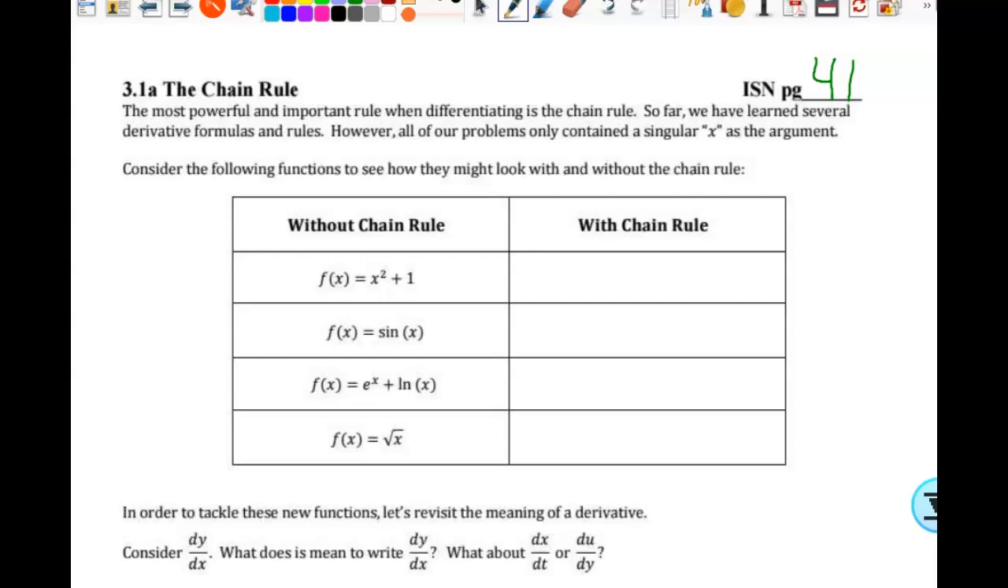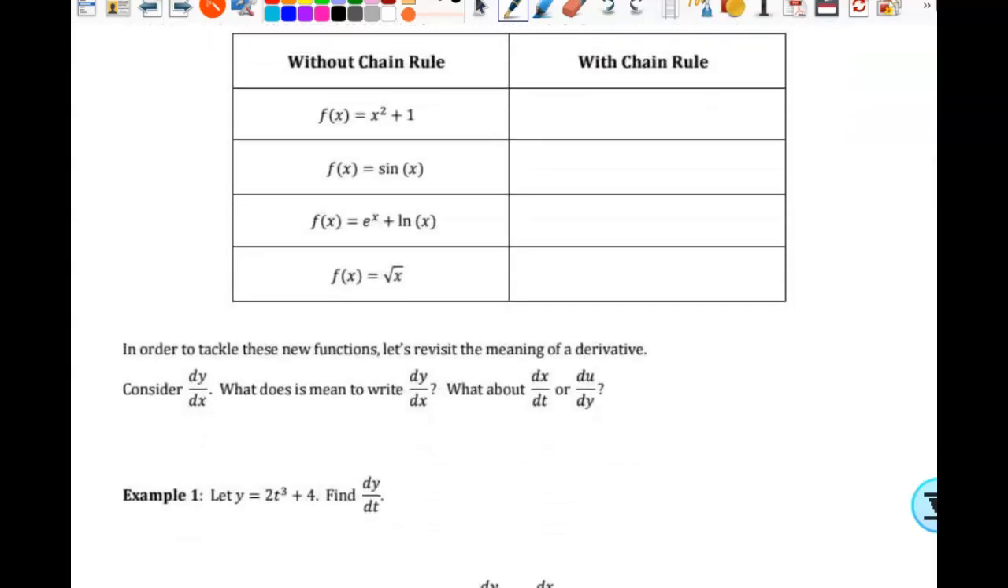And this does say this is the most powerful and important rule when differentiating. Chain rule. So far we've learned several derivative formulas and rules. However, all of our problems only contain a singular x as the argument. Do you understand what I mean when I say the argument? Like the cosine of x, x is the argument. It's the subject of it. So we're going to consider the following and see what they look like with and without the chain rule.